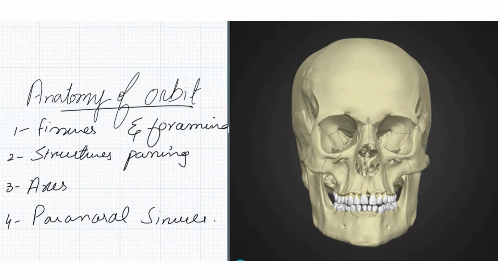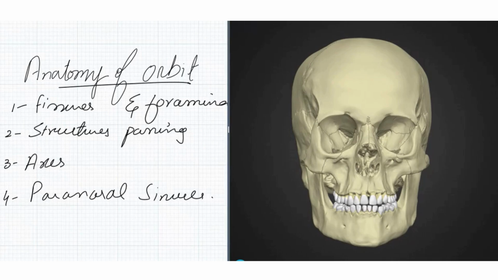At the end of this lecture, you will be able to tell about different bones which make up the orbit and different fissures and foramen which are present inside the orbit. Also, the structures passing through these fissures and foramens, and the axis of the orbit and the eyeball. And in the end, we will learn about paranasal sinuses. What are paranasal sinuses? What is their significance? And what is their relationship with the orbit?